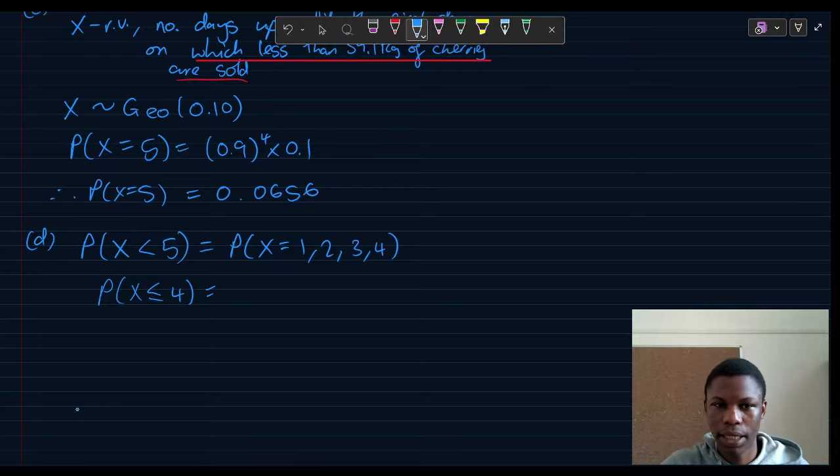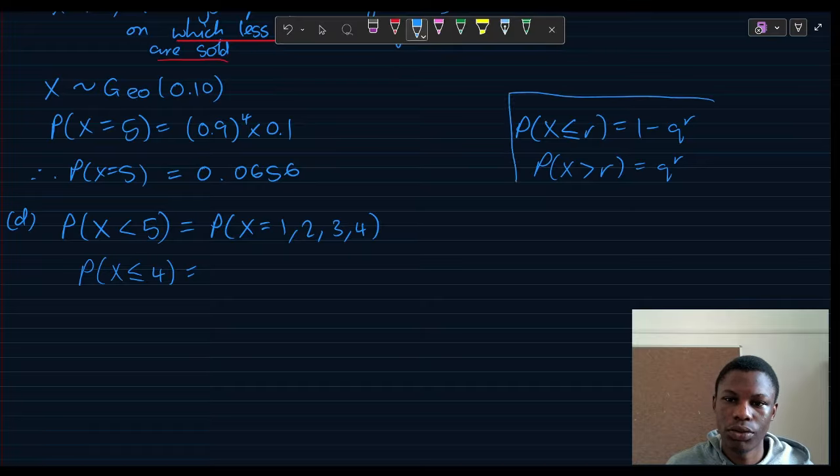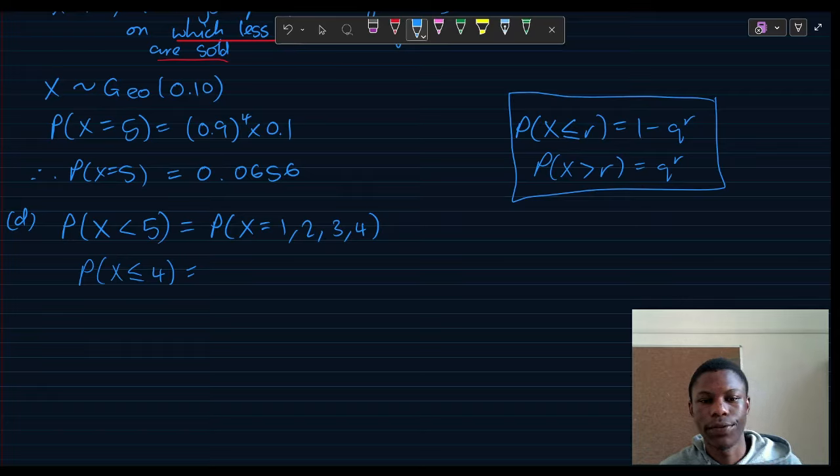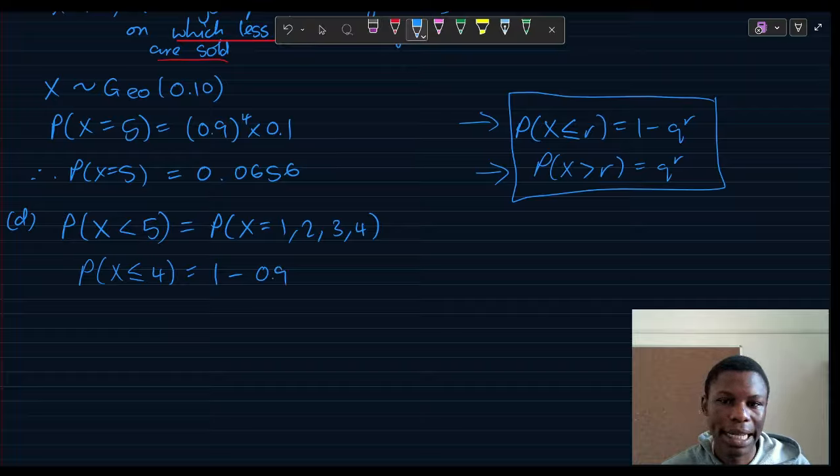And the reason why I wrote it like that is because I want to use this beautiful formula that says the probability that x is less than or equal to r is equal to 1 minus q to the r. If it was greater than, the formula you would have used is this. So these are two formulas you can use to save you the work. If it's less than, you try to force it here. If it's greater or equal to, you force it here, and then you use the formula. So in our case, q is 0.9 and r is 4.